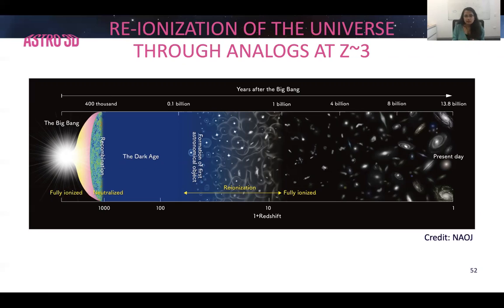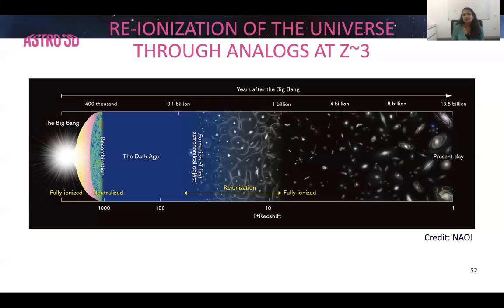So this transition from the dark ages to the fully ionized universe is what we call the epoch of reionization. Understanding how this reionization progressed, which galaxies were responsible for reionization, is one of our biggest questions in current astronomy. And this is what I'll try to tackle as my project in the next few years.